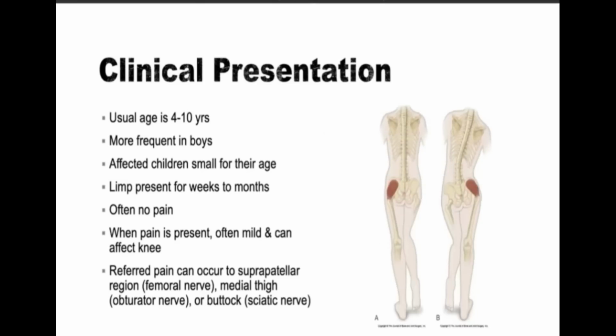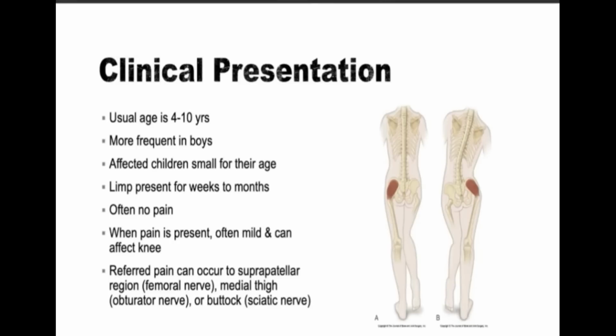Again, as I mentioned, frequently it's a male that presents in early adolescence, age 4 to 10. These children are typically smaller for their age, and they present generally with a painless limp. So mom and dad will bring them in saying, my child's been walking funny for the past few weeks, but he's not really complaining of any pain. When pain is present, it can be very mild.